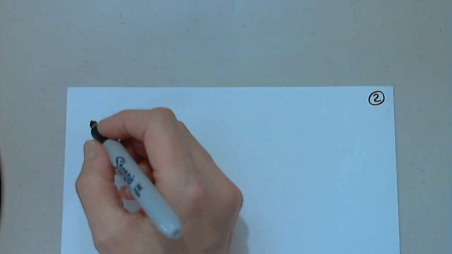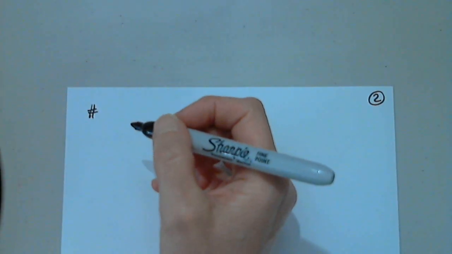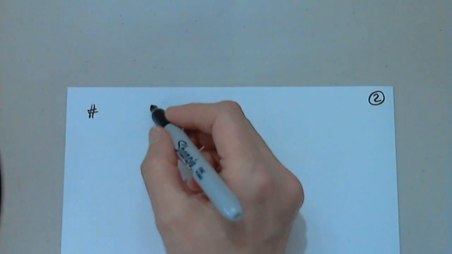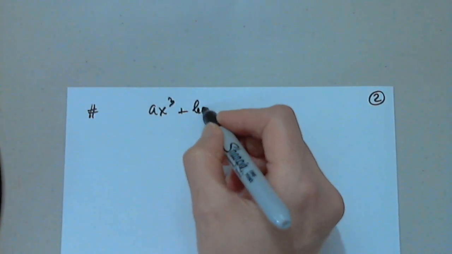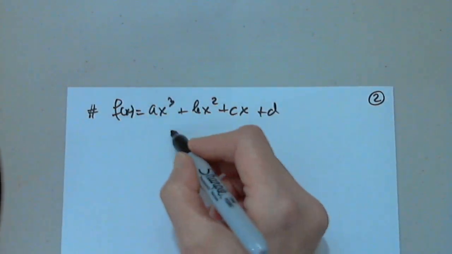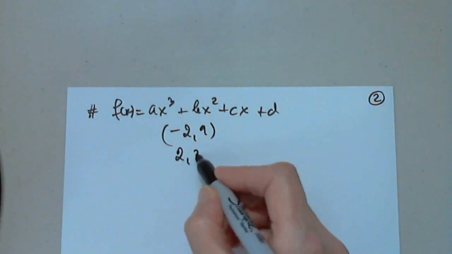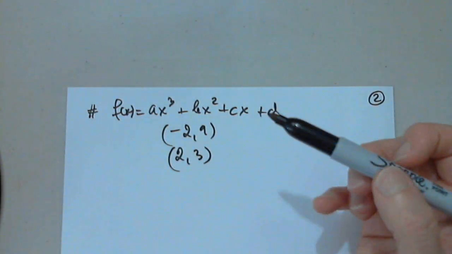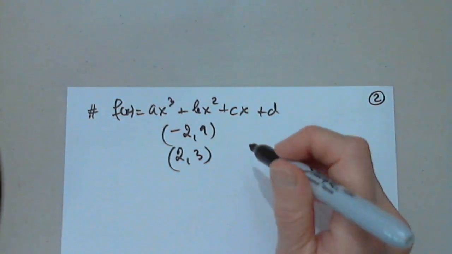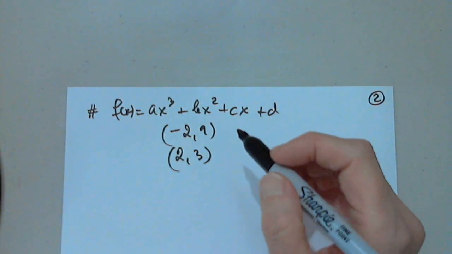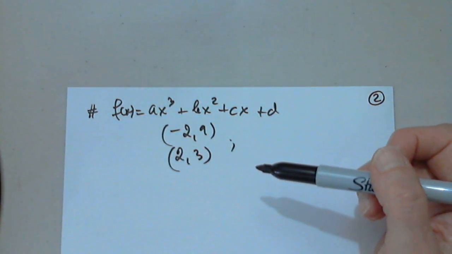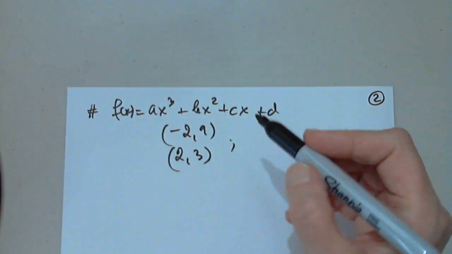Yes, I'm ready. It was a polynomial with 2 points, ax cubed plus bx squared plus cx plus d, and the 2 points were (-2, 9) and (2, 3). We were asked to determine A, B, C, and D, but we must have some other condition. The tangent at these points is horizontal, maybe. Yes, good.